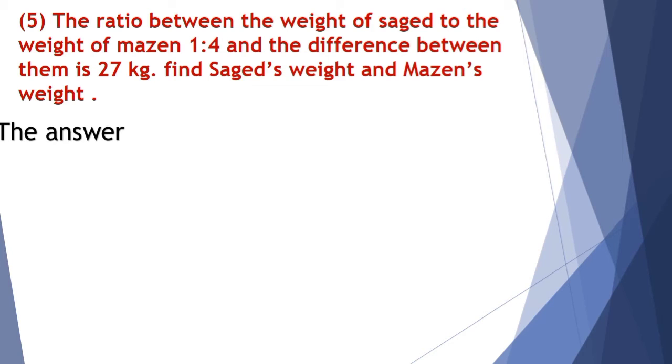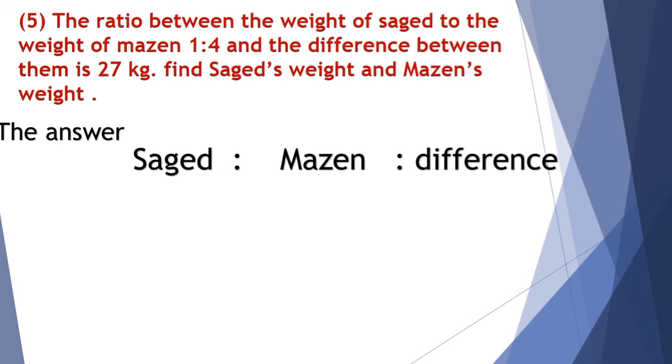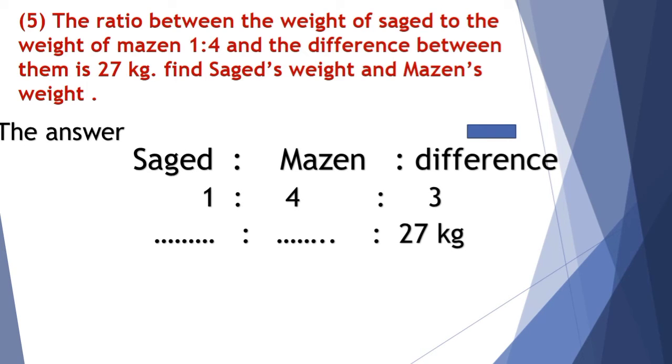Let's start a new exercise. The ratio between the weight of Sajid to the weight of Mazen is 1 to 4, and the difference between them is 27 kg. Find Sajid's weight and Mazen's weight. When we answer this problem, I will write Sajid to Mazen and the difference. The ratio between them is 1 to 4, and I will make the difference between the ratio, 4 minus 1 equals 3. Then I will put 27 kg under the difference.